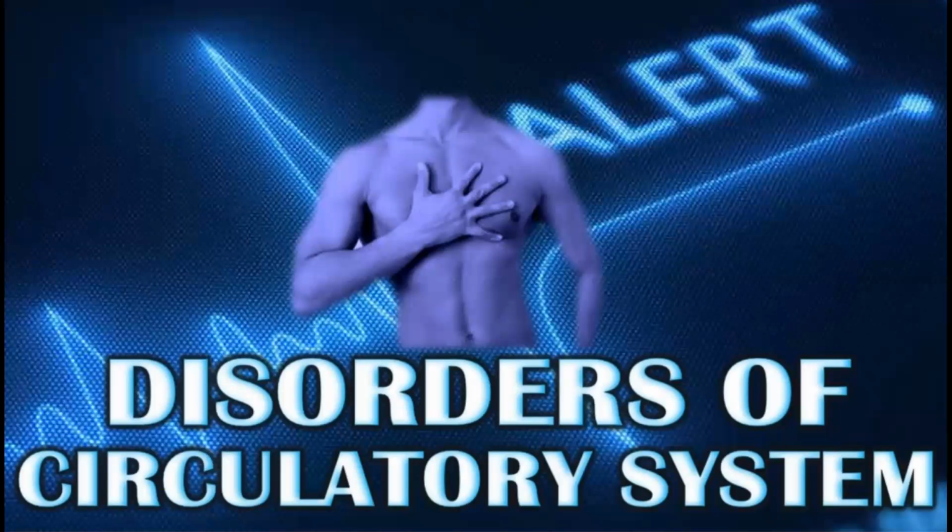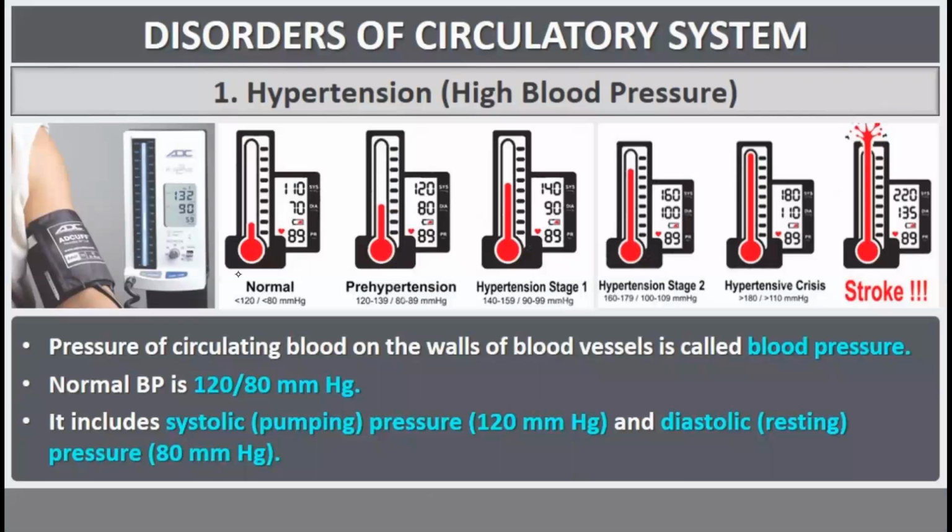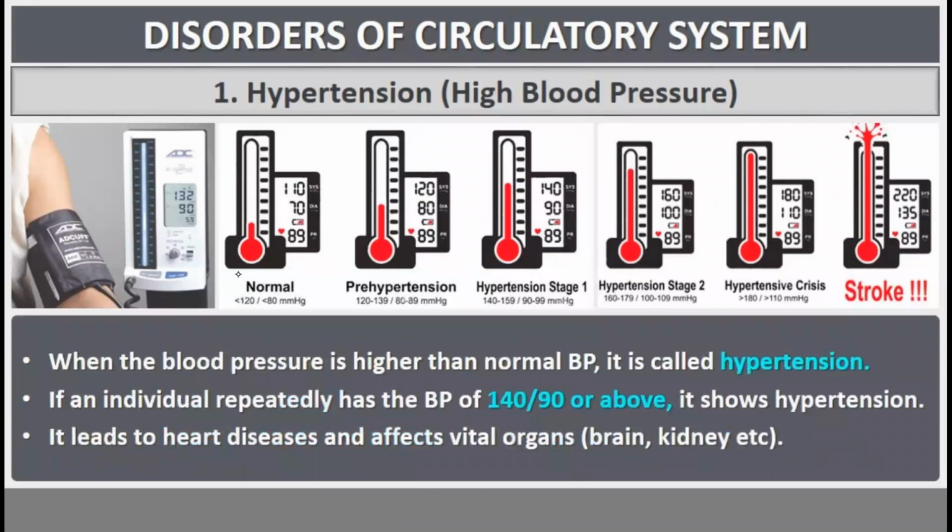Now we will discuss the disorders related to the circulatory system. The first one is hypertension, which is also known as high blood pressure. The pressure of circulating blood on the walls of blood vessels is known as blood pressure. A normal blood pressure is 120 by 80 mm of mercury, and it includes the systolic pressure and the diastolic pressure. Systolic pressure is the pumping pressure of the heart, and diastolic is the resting pressure on the walls of arteries.